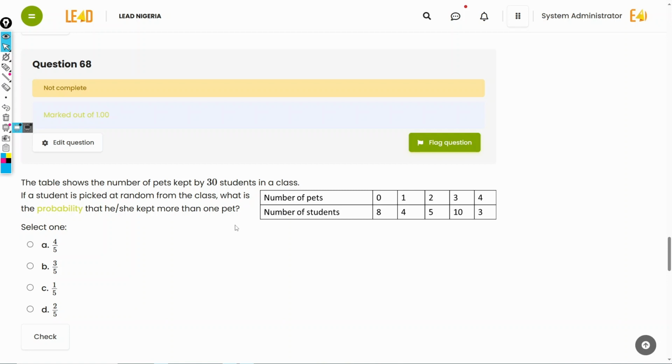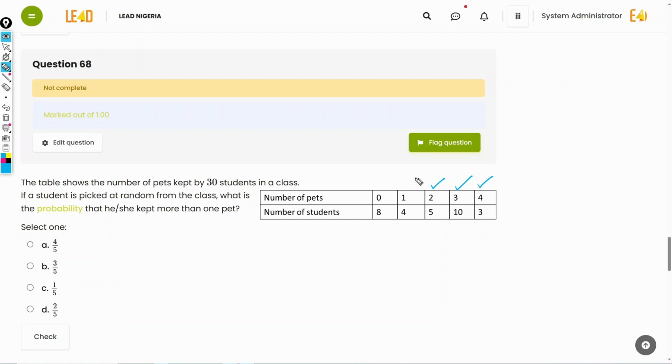Question 68 says, the table shows the number of pets kept by 30 students in the class. If a student is picked at random from the class, what's the probability that this student has kept more than 1 pet? So more than 1 pet fits into 2 pets, 3 pets, or 4 pets. 1 pet doesn't fit into more than 1 pet.